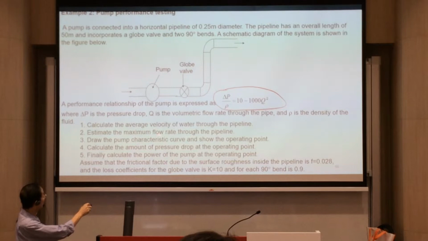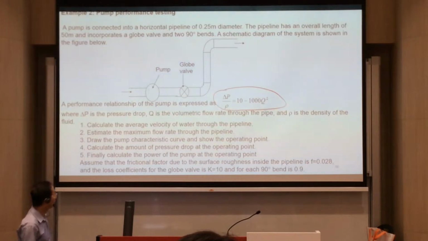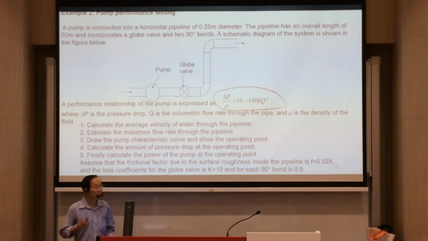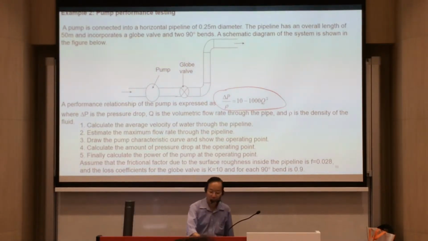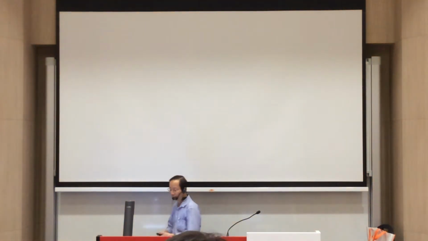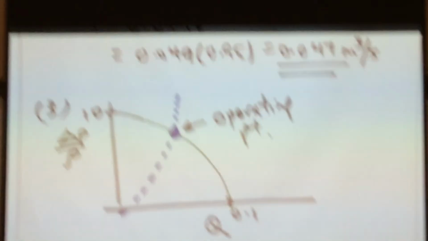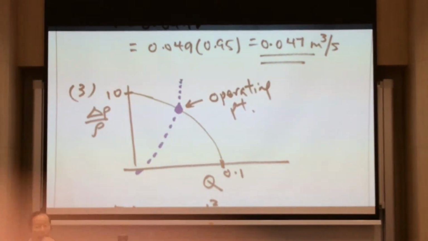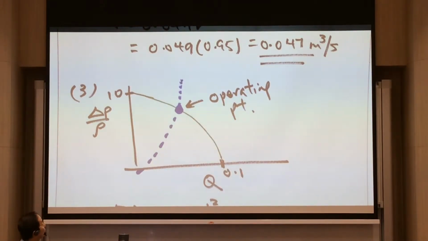With that, estimate the maximum flow rate in the pipe, draw the pump characteristic curve and show the operating point. So what is the operating point? I told you the operating point. Here is a typical pump characteristic. The typical pump characteristic curve is always of this shape. We have the head and the flow rate. It is different for each pump. So pump 1 may have this characteristic curve.